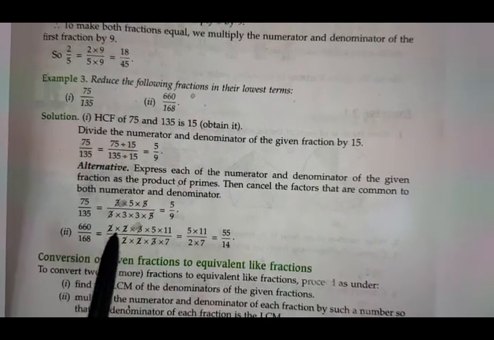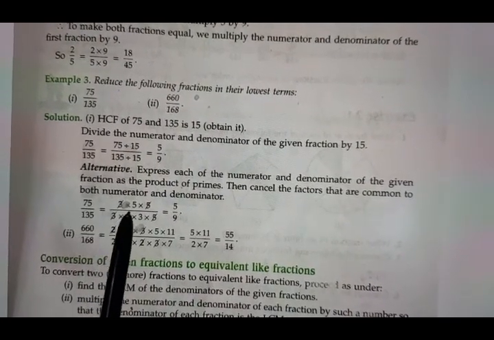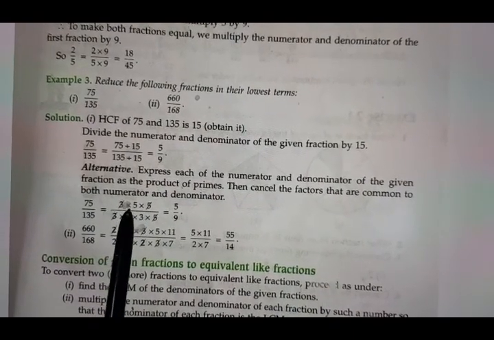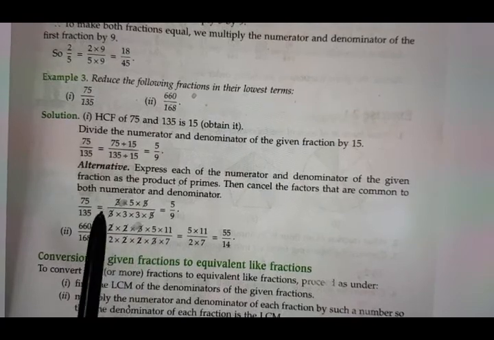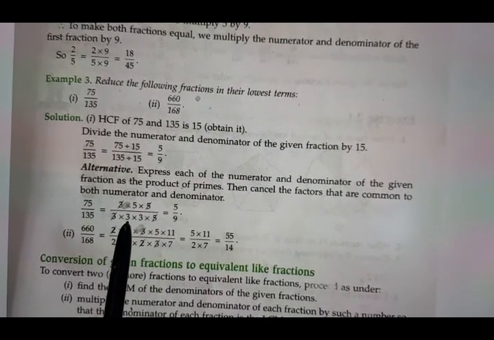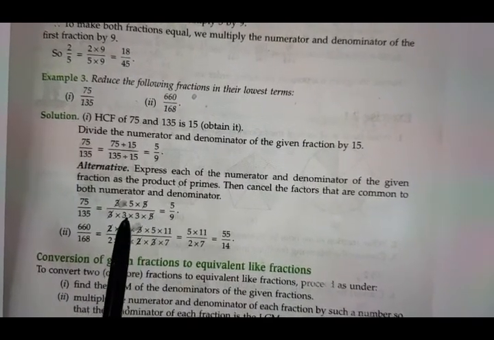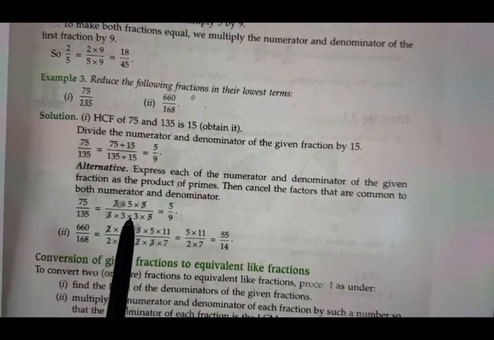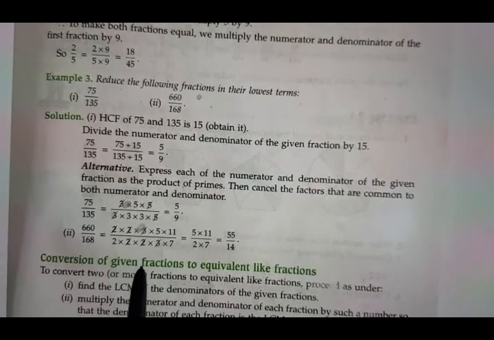Other way you can do is you write factors of 75, or you take prime factors of 75. 3 into 25 will give you 75, and 3 3s are 9 and 3 5s are 15. 15 9s is 135. So you cancel 5 and 3. What is left is 5 upon 9. So this method also you can use.